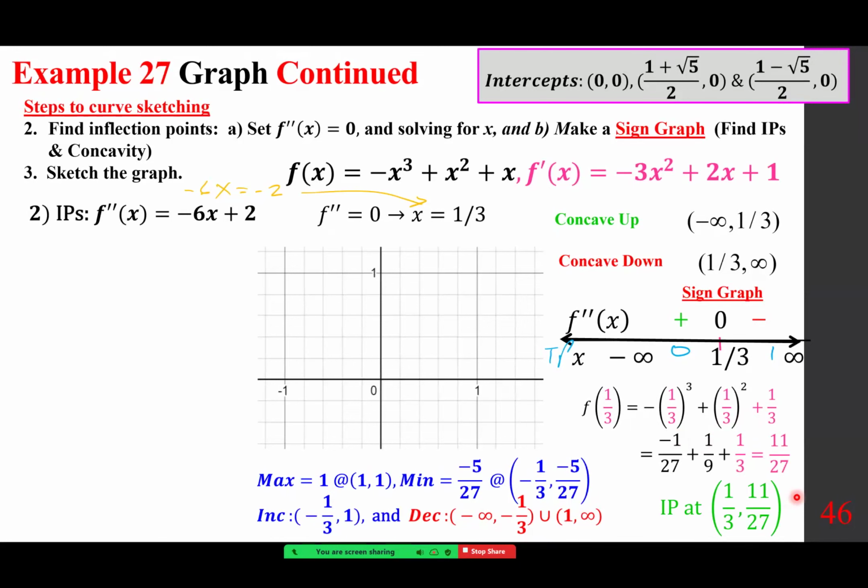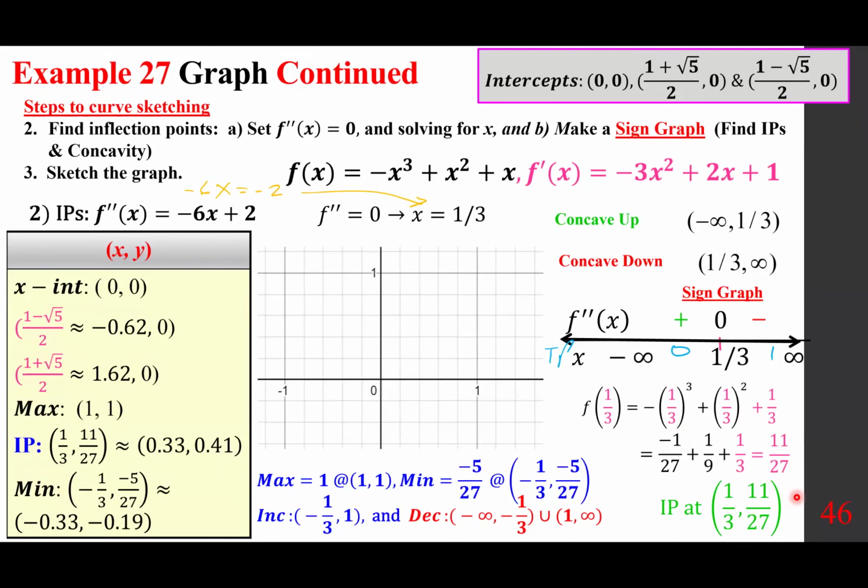And so we have the table. This is the synopsis of what we have done. There is nothing brand new here. So I just like to summarize what we find. For example, x-intercept is (0, 0). So right here.